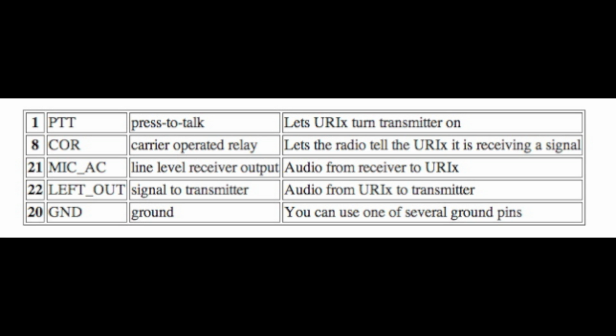Mic AC is the line level receiver output, and it's the audio from the receiver to the URIx. Left out is the signal to the transmitter, audio from URIx to transmitter, and ground is for everything, for PTT, the mic, and the left out.